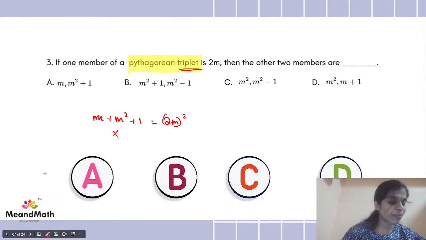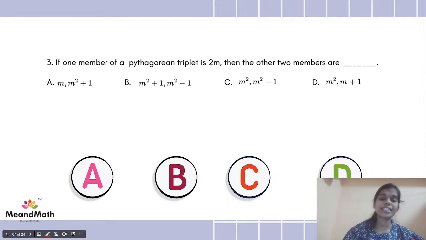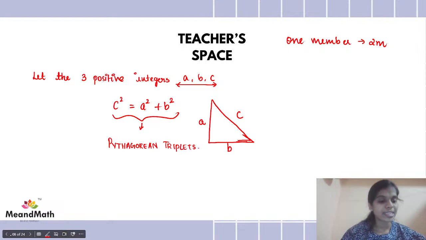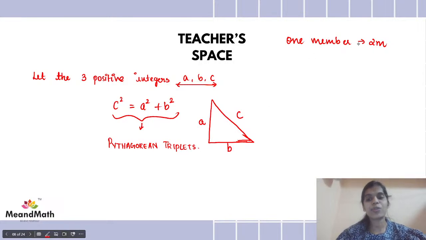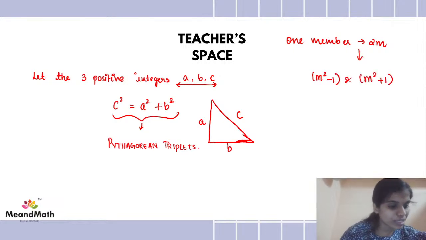Like this, if we take a part of it, Pythagorean triplets, which one satisfies m square plus 1 plus m square minus 1 equals 2m square, right? 2m square. Here also we have 2m. So 2m and 2m, which satisfies the Pythagorean triplet. Option B. Yes, it is option B. Hope it is clear. If one member is 2m, the other two members will be m square minus 1 and m square plus 1.